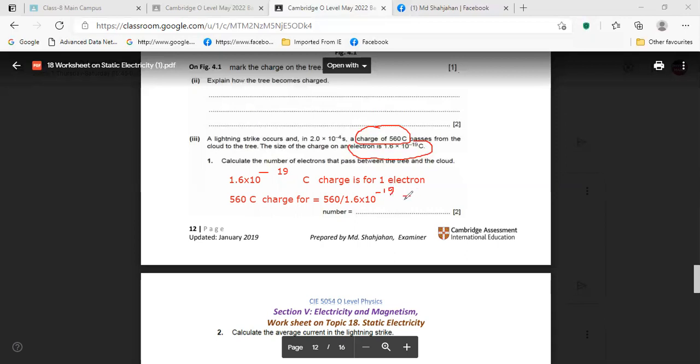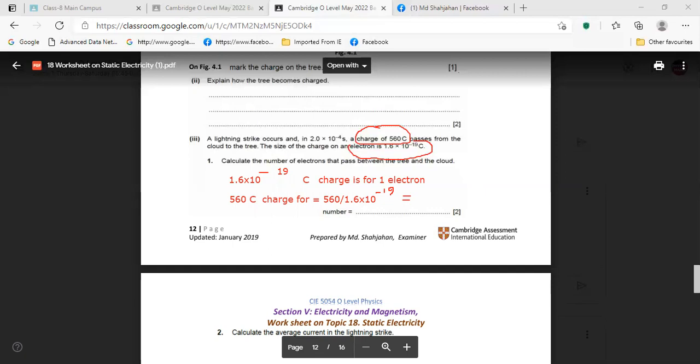So what is the answer coming? Anyone got the answer? 3.5 times 10 to the power negative 17. Will it be negative or positive? You see, 10 to the minus 19 is in the lower part. So when it goes to the upper side, it will be positive, right? Your 3.5 is all right. Then 3.5 into 10 to the power 21. Is it clear?